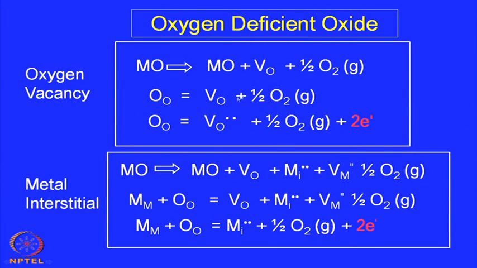In an identical manner, these are the 2 things we have considered so far for the oxygen deficient oxide. 2 possibilities: one is oxygen vacancy, the other is metal interstitial. Both of them give rise to the same thing, and in both these cases we are generating 2 electrons which are free. In fact, we will see later on in other classes when we consider the conductivity, these are the charge carriers, and therefore these electrons are actually giving rise to semiconductivity in this material.